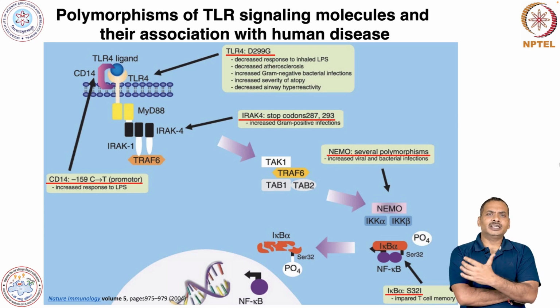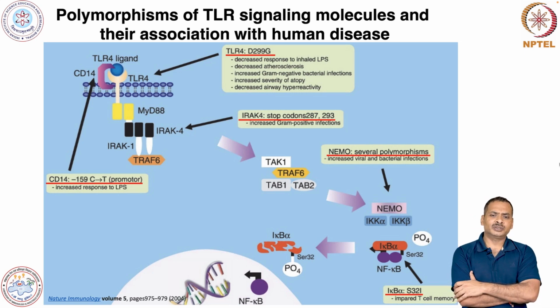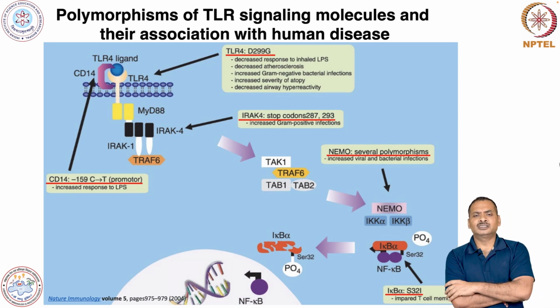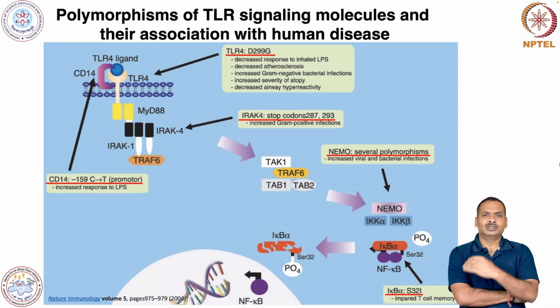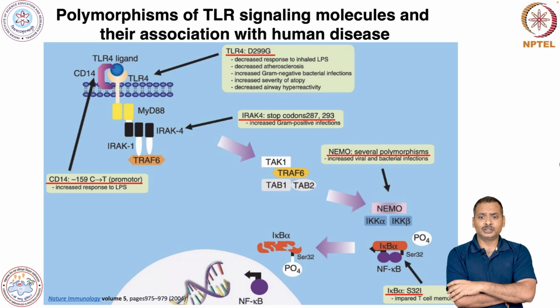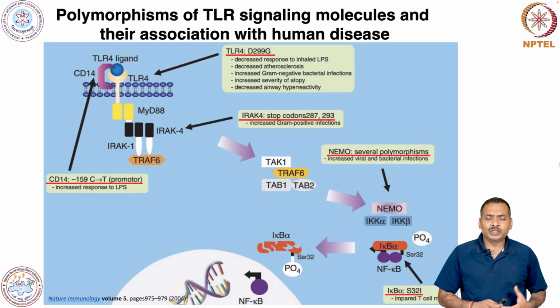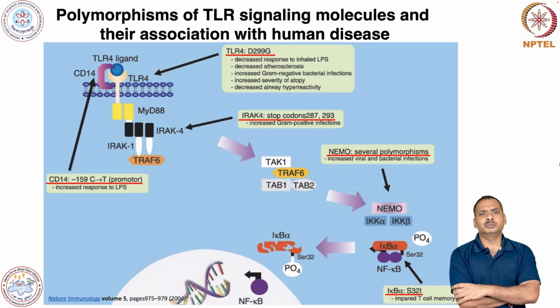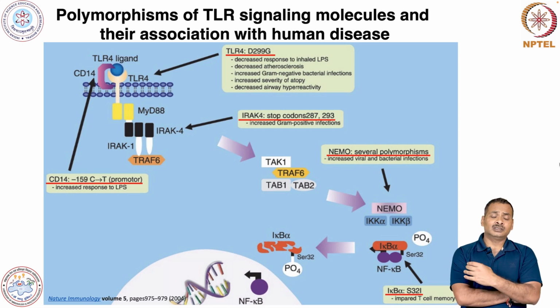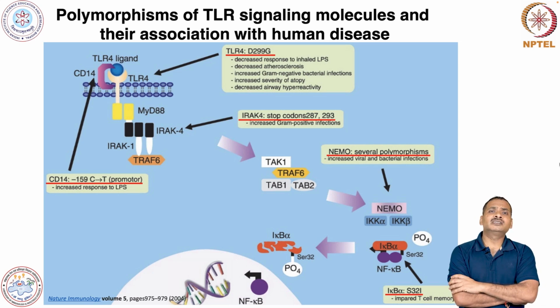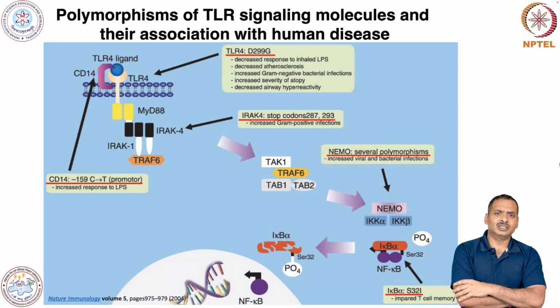Another is I kappa B alpha, and there is a mutation here. You can see that the amino acid serine is converted into isoleucine at position 32, and if this mutation is there, then there is a possibility that it will impair the T cell memory, okay. So, these are some polymorphisms which are associated with TLR signaling.